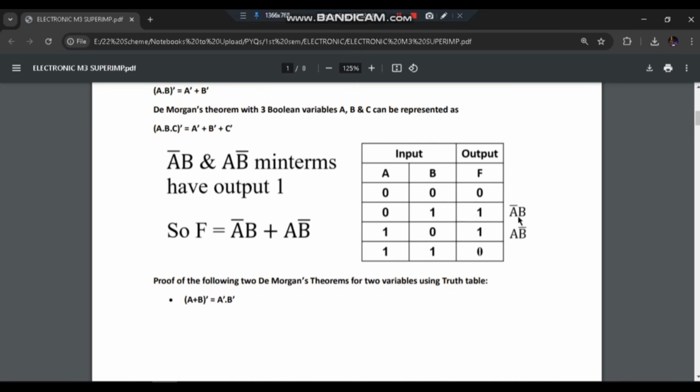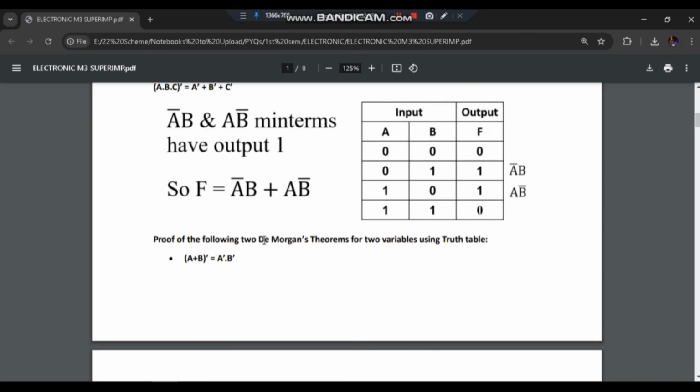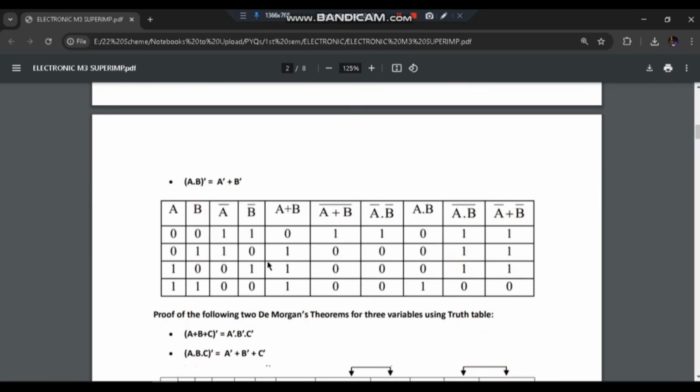See, if we take a bar b, that will be a bar is 0 here and b is 1 here. That's why it is a bar b, and it is 1 here, so it will be a and b bar. If we take the OR operation of both of these, we will be having this equation. And we need to prove the De Morgan's theorem using a truth table, right? So this is the truth table.